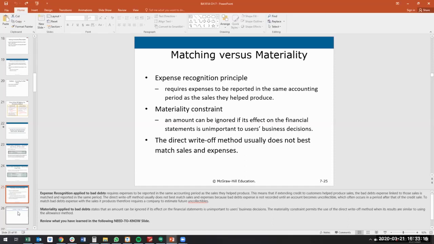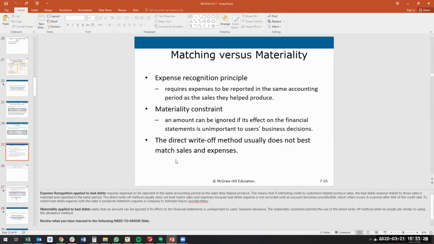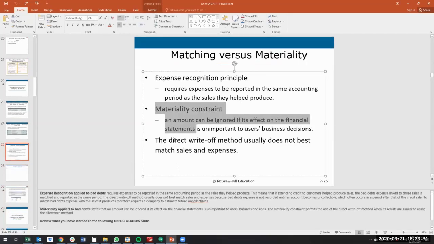There's new accounting guidance coming out that's going to make it so you also have to consider future economic impacts in your valuation, but we will not be covering that in this class. It's called CECL, if anyone's interested in looking into it. CECL, current expected credit losses. Materiality constraint.